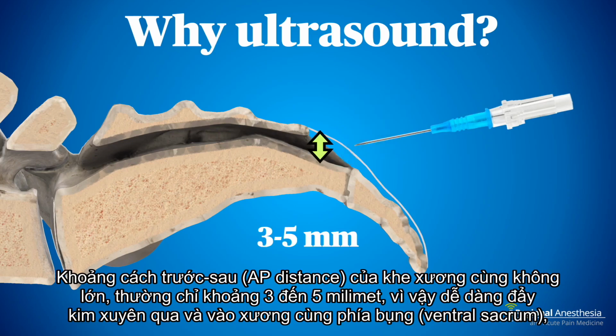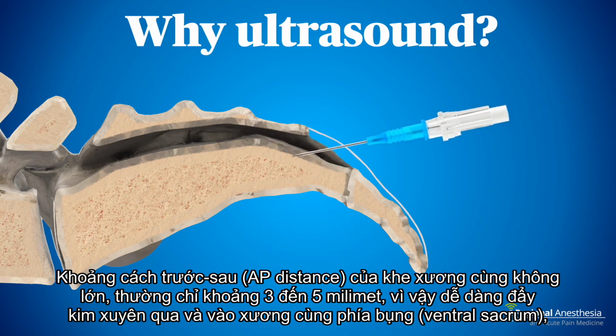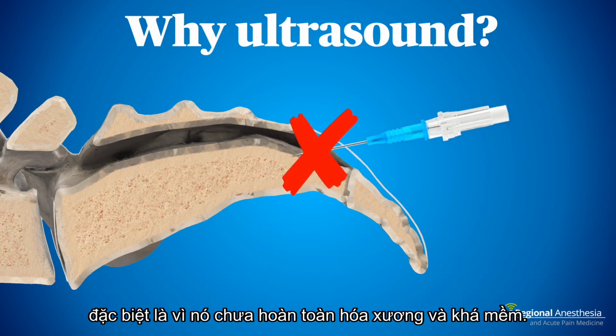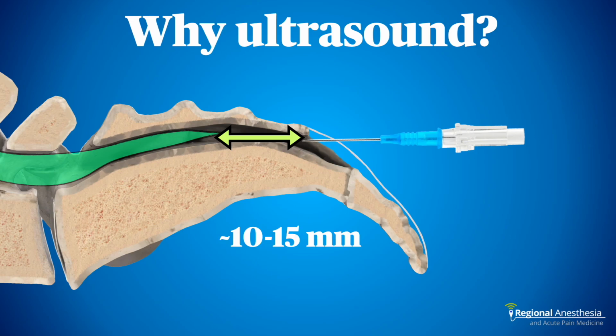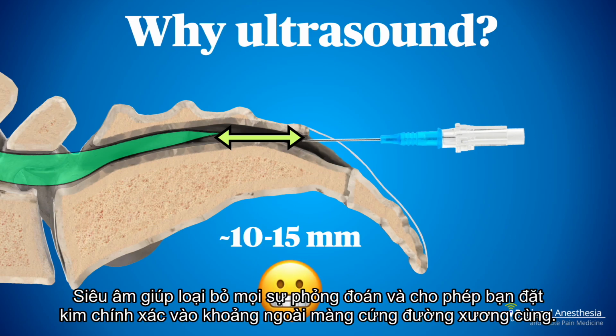The AP distance of the sacral hiatus is not large, usually about 3 to 5 millimeters, so it's easy to push the needle through and into the substance of the ventral sacrum, especially because it's incompletely ossified and quite soft. Finally, the dural sac in newborns is about 10 to 15 millimeters away from the hiatus, but can be less than 5. An intrathecal injection has been known to happen.